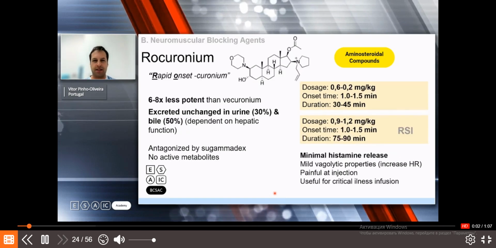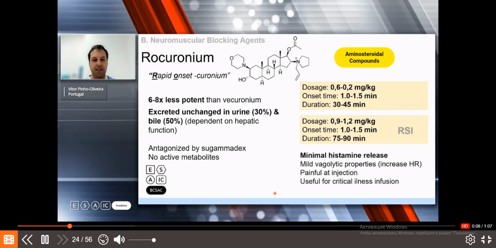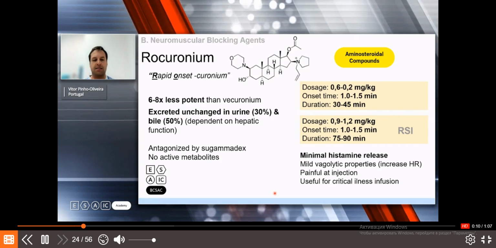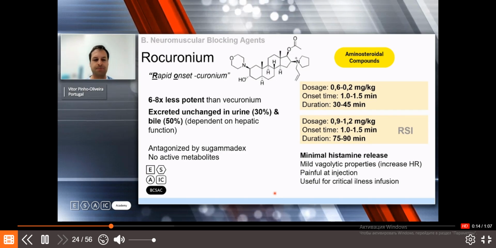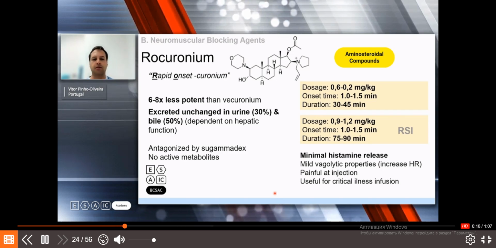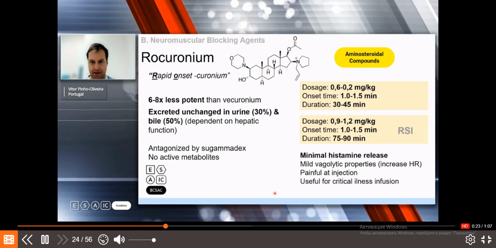Rocuronium was named to be the rapid onset curonium. Rocuronium is 6 to 8 times less potent than vecuronium and is excreted in urine and bile. It is completely antagonized by sugammadex without any active metabolites.